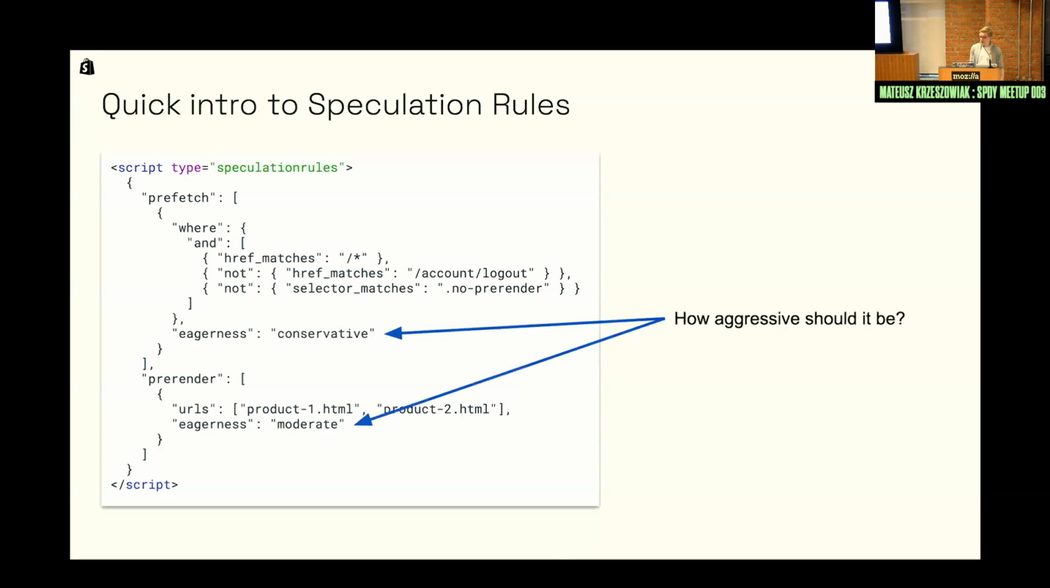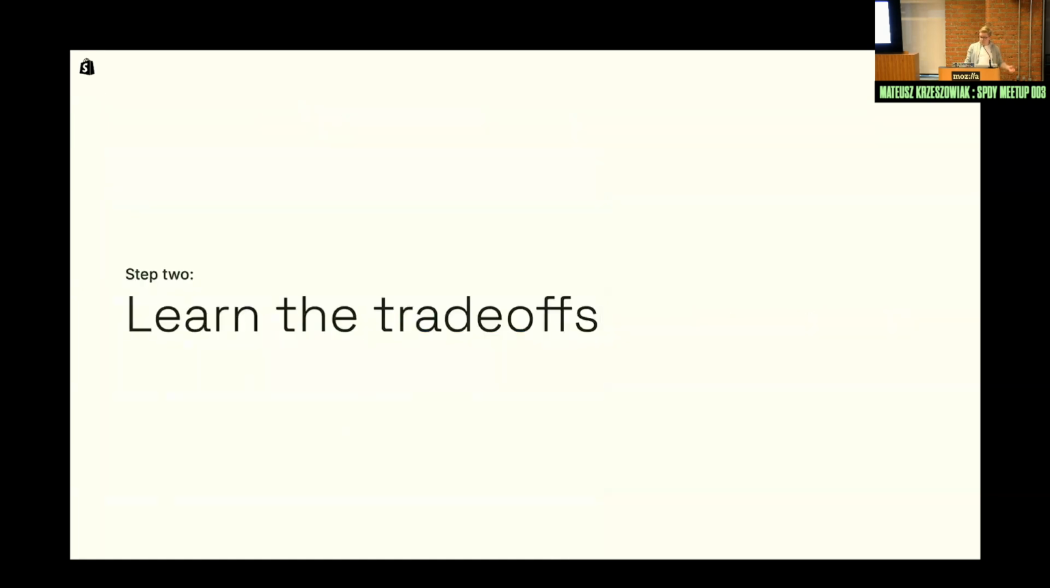And last but not least, we have different eagerness levels. This is where we tell the browser how aggressive it should be. When should those things happen? In this case, we have conservative and moderate. And again, you can have different eagerness levels happening for different types of links depending on what you want to do.